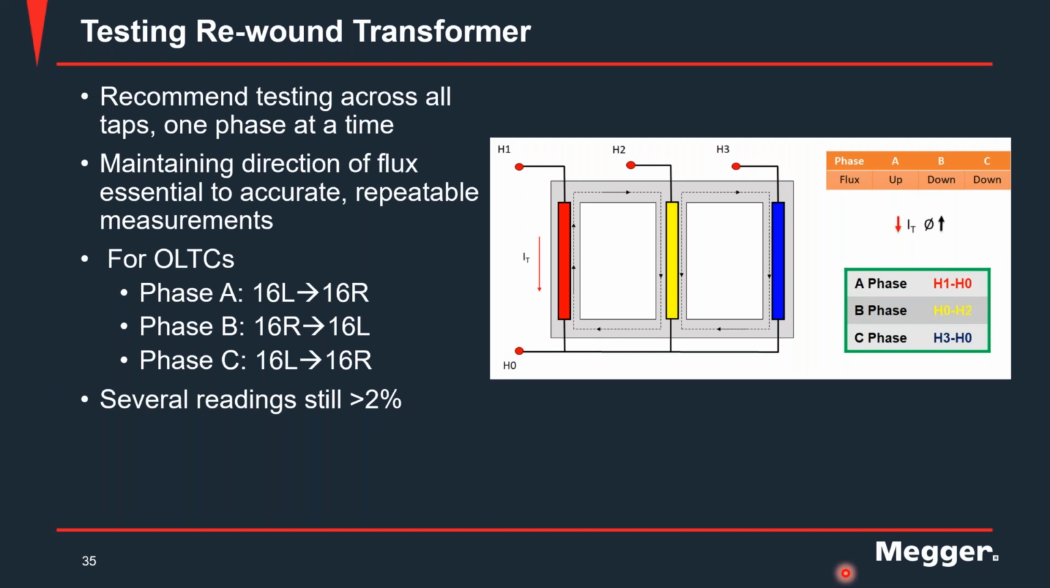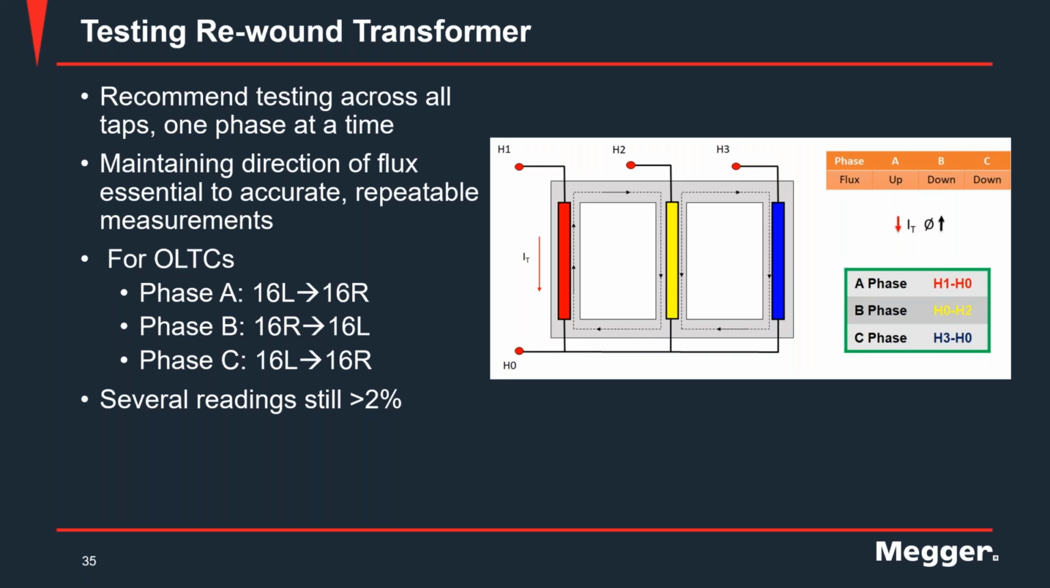So I have a quick example here. For an OLTC, let's say you have three phases. You start out with phase A, you're at the position 16 lower. Then you want to stay on phase A. You want to keep injecting current in phase A and cycle through the taps, let's say from 16 lower to 16 raise. Then you want to move over to your phase B. Then you want to move from 16 raise to 16 lower, and so on and so forth. So using this method will allow maintaining the direction of flux in the transformer core that will give you an accurate and repeatable measurement. Now we did that, and there were several readings that were still greater than 2%.